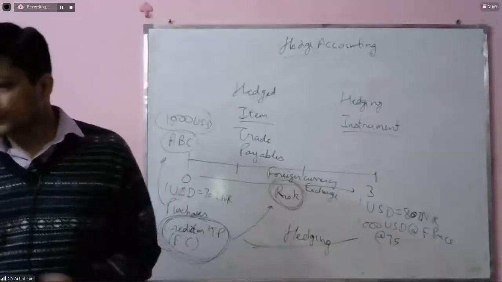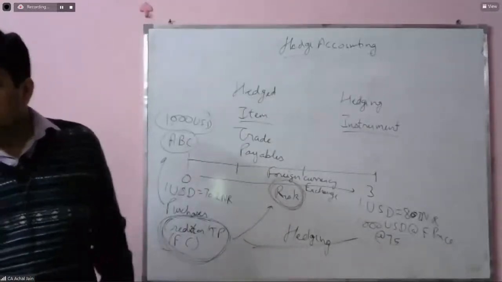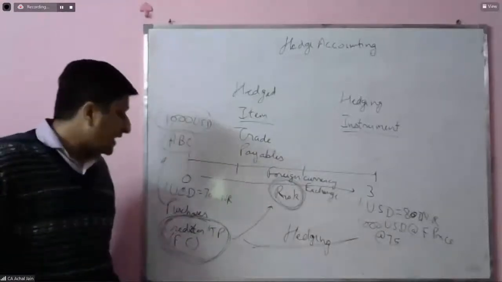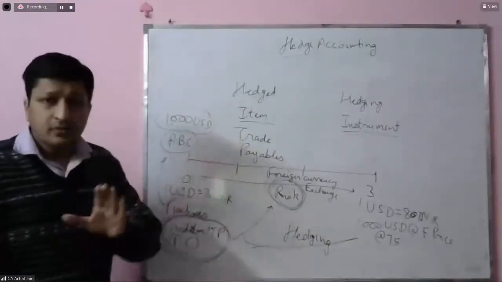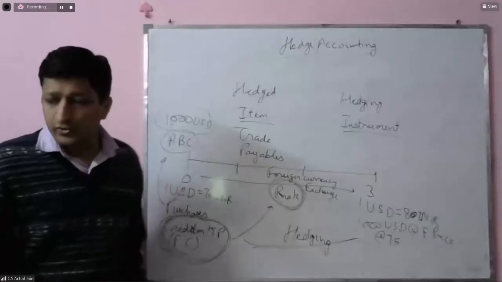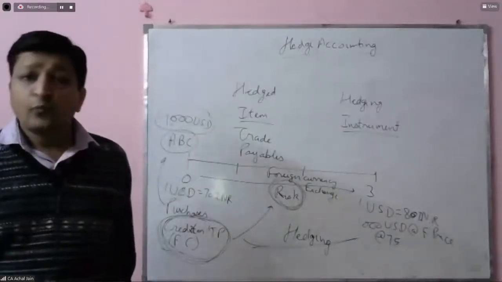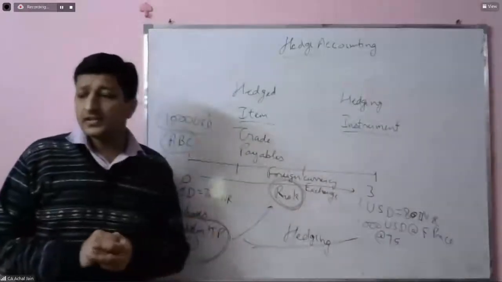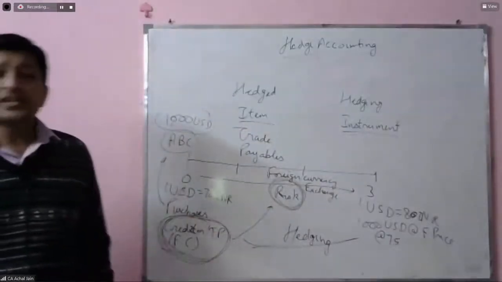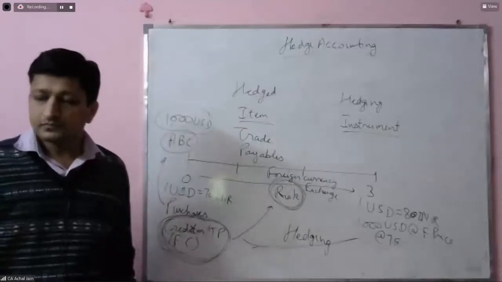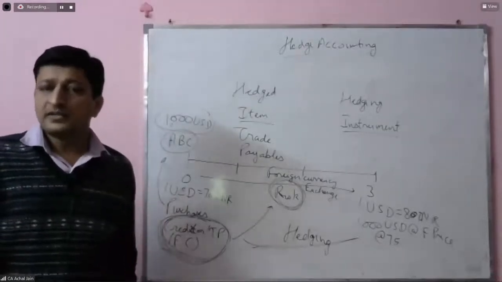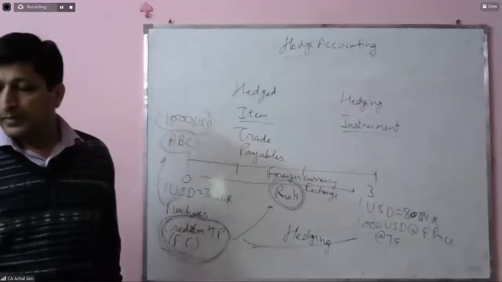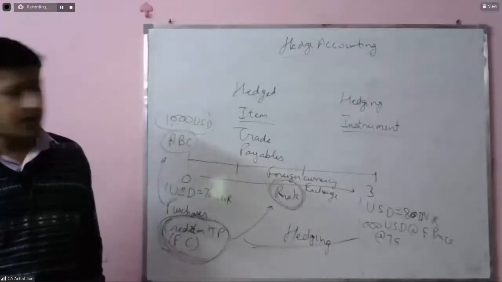Now, next question to all of you. Kostav has also answered this. Kostav is saying that USD payment will be the hedged item. I think you must have understood. Okay. Now the next question for all of you. What will be the hedging instrument? In this case, what will be the hedging instrument? Tell me. What will be the hedging instrument in this case?